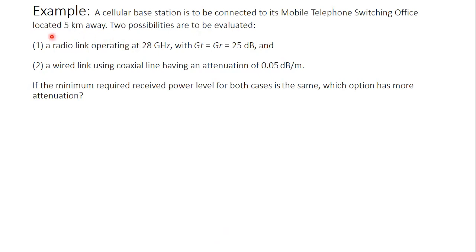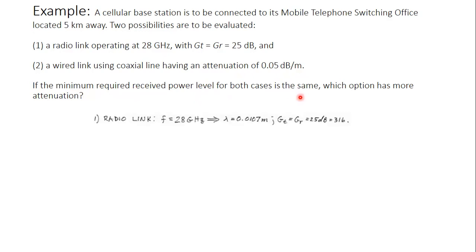So to understand it better, let us take an example. We have a communication link where the distance between the transmit and receive antenna is 5 kilometers, and two possibilities are evaluated. First is a radio link operating at 28 gigahertz with gain of transmit and receive antenna 25 dB. So this is one option. The other option is a wired communication link using a coaxial line, where the attenuation of the line is 0.05 dB per meter. If the minimum required received power level for both cases is the same, which option has more attenuation?